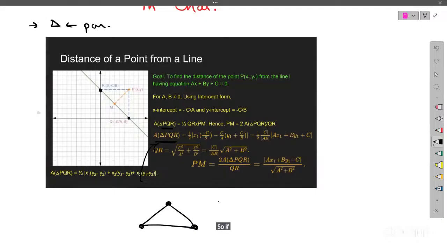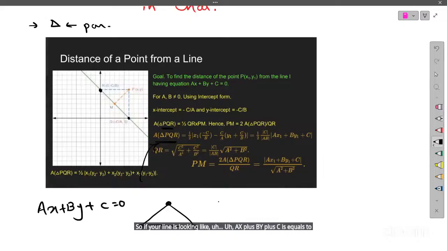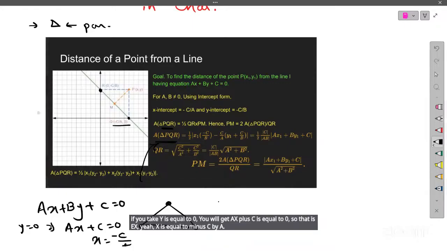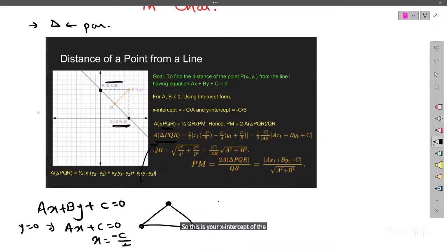If your line looks like ax plus by plus c is equal to 0, then the x-intercept means that value of x where y is becoming 0. So if you simply substitute y is equal to 0, you get ax plus c is equal to 0. So ax is equal to minus c, x is equal to minus c by a. This is the x-intercept of the line. Similarly, you can find out the y-intercept.